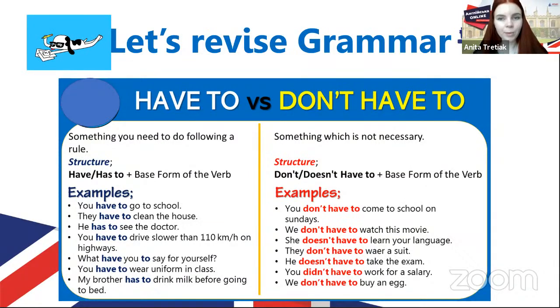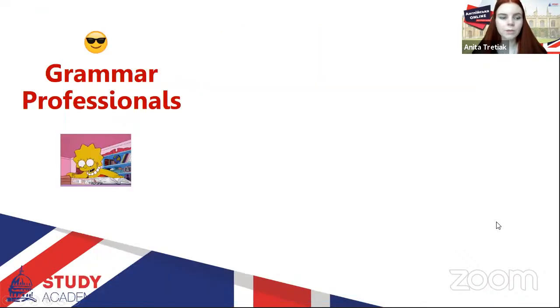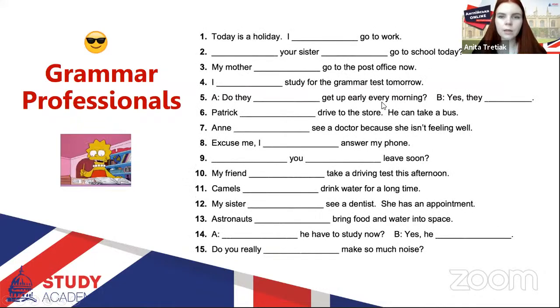So to sum up, everything was have to and don't have to. Let's say, have to is something you need to do following a rule, and don't have to is something which is not necessary. Structure: have or has to plus base form of the verb, and don't or doesn't have to plus base form of the verb. And that's it. So it's time for us to practice a little bit, I think.